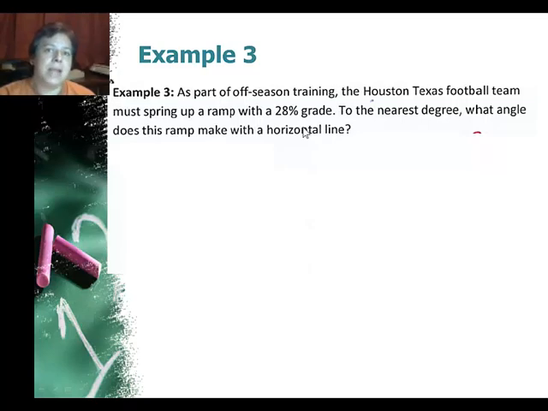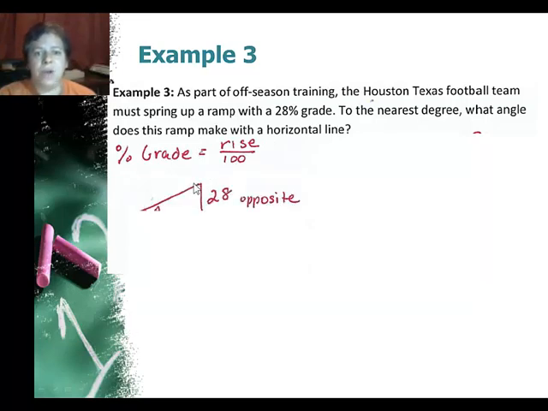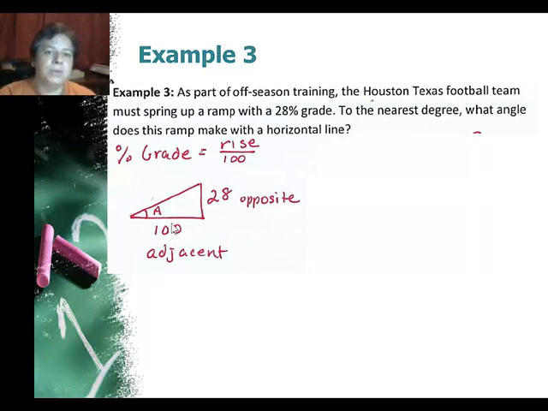The percent grade does not mean angle. It refers more to a ratio of whatever this number is to 100. So percent grade is just the rise over 100. And if I draw a picture of it, I just put a 28 over 100 as my two sides. You can just use the percent and assume this side's 100. And I'm looking for this angle right here, angle A.